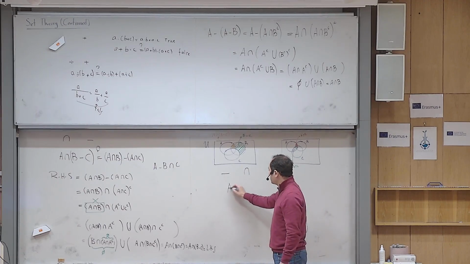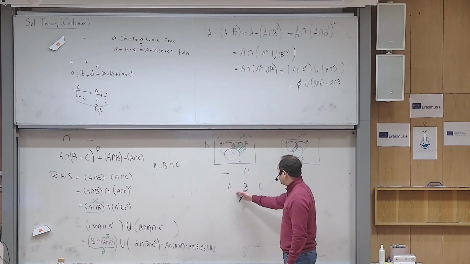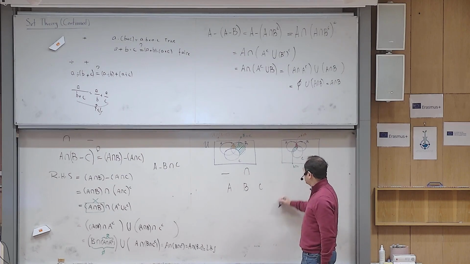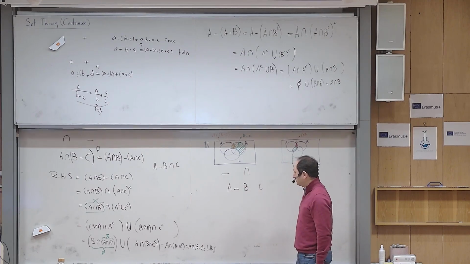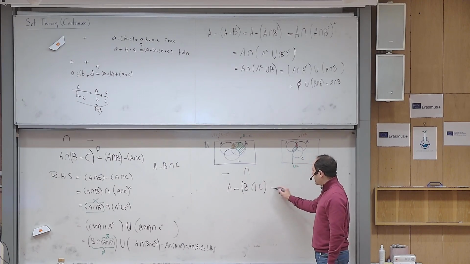So I need 3 sets. So how should I formulate the left side? I have to write minus here, pair of brackets, and then intersection. And then I ask myself, is it the case that, what?